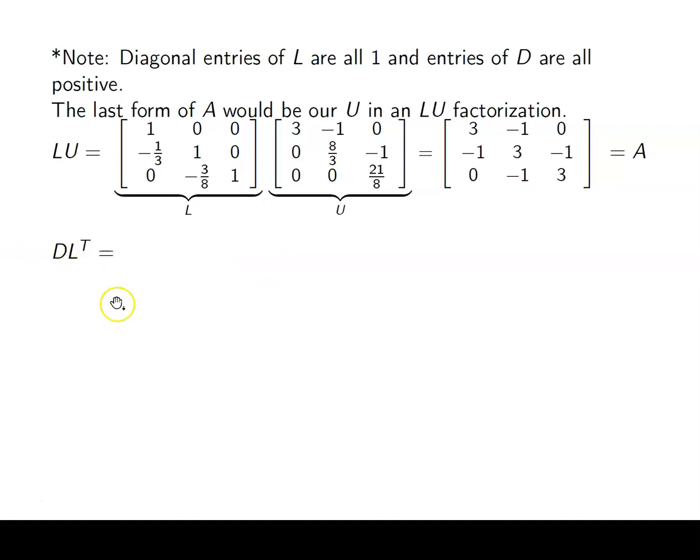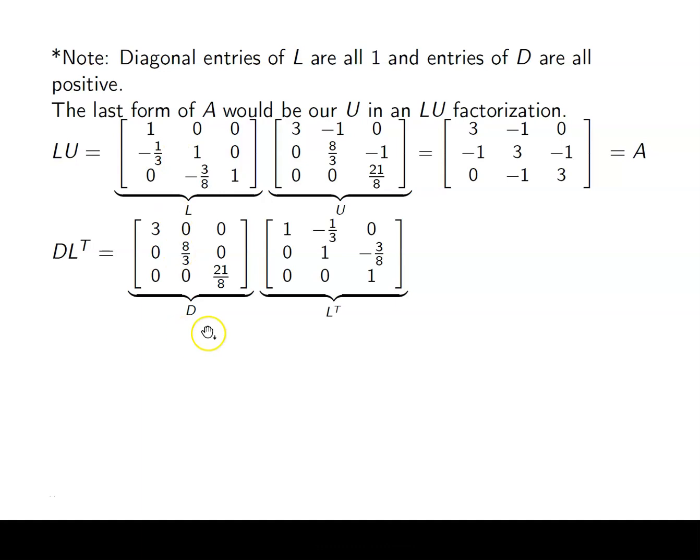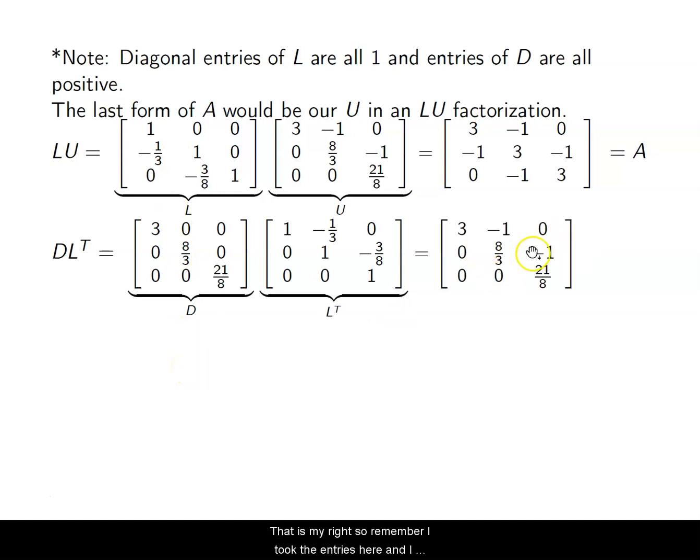DL transpose, the D matrix and the L transpose, if I multiply that out, that is my A, right? So remember, I took the entries here and said, just throw them into a matrix, that'll be your D. Well, what's left over when you do that is this L transpose. So just by me saying, take these things and put them in a separate matrix, I basically told you how to find your DLT factorization of this reduced echelon form. So that would be that U matrix from up here.